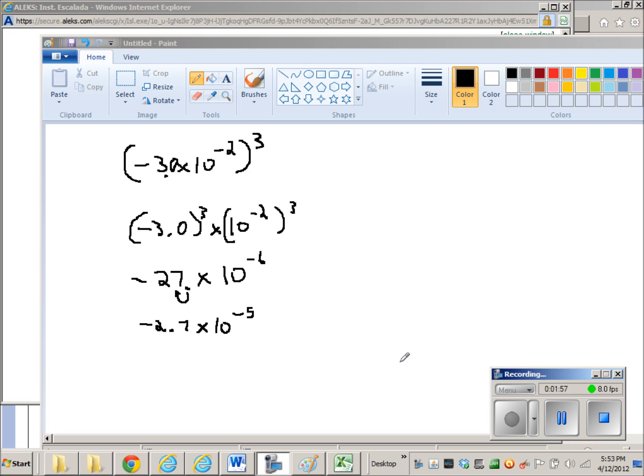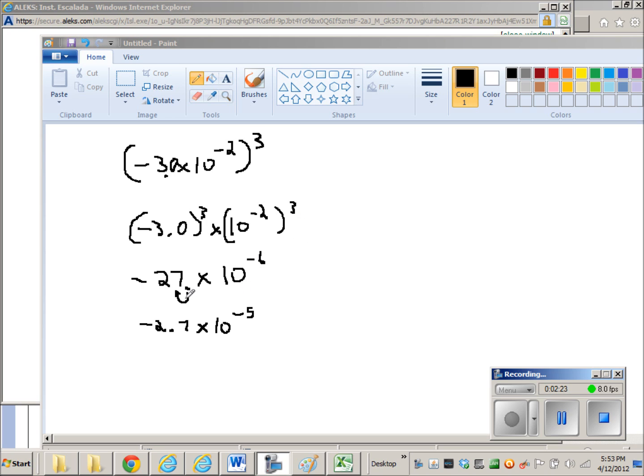So I kind of did this in three parts. First, I said, okay, this exponent, I'm going to apply it to each of these two factors separately. Next, I'm going to evaluate what the sign is going to be. Since it's a negative sign times a negative sign times a negative sign, it's going to be negative. And then I said, what's 3 to the third power? It's 27. What's this base 10 part to the third power? You multiply the exponents to get -6.